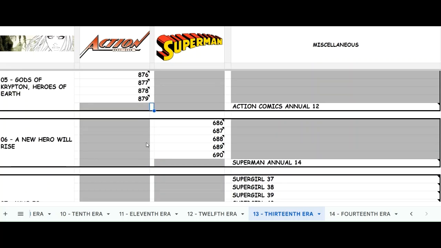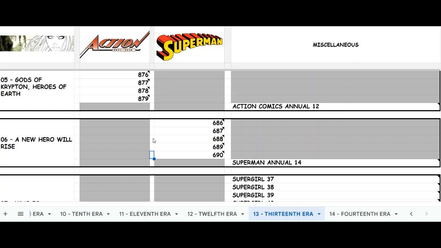Okay, cracking on, what we have next is the 6th story arc, which is called A New Hero Will Rise. This is issue 686 to 690 with an annual, so 686 is Triangle 19. 687 is triangle 23, 688 is triangle 27, 689 is triangle 31, and 690 is triangle 35. All of these are branded as World Without Superman.